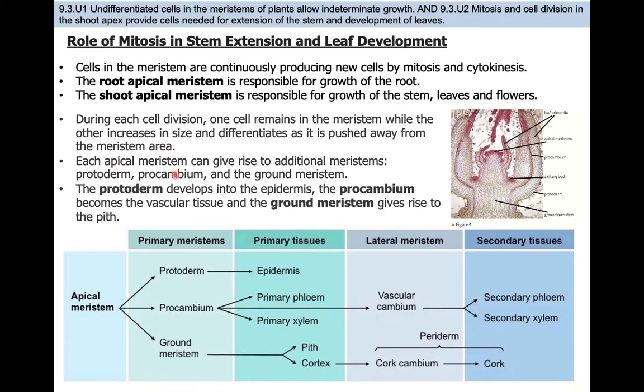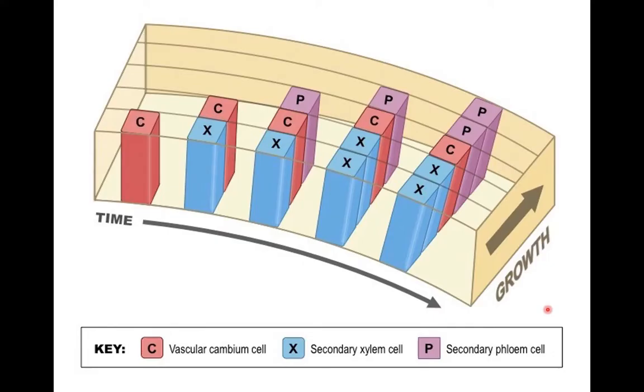The apical meristem can give rise to additional meristems: the protoderm, procambium, and the ground meristem. The protoderm develops into the epidermis, the procambium eventually becomes vascular tissue, and the ground meristem will give rise to the pith. Once again, you do not need to know this. It's just showing once again how the different layers form, and you could see that this is what actually causes the growth rings in trees.